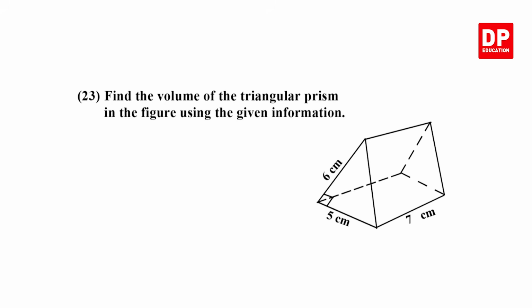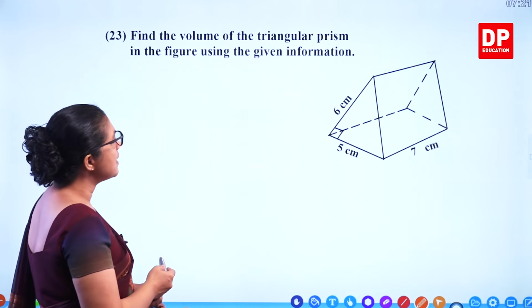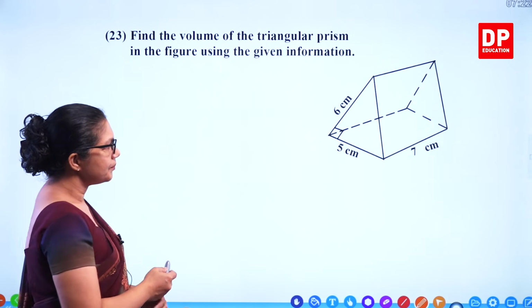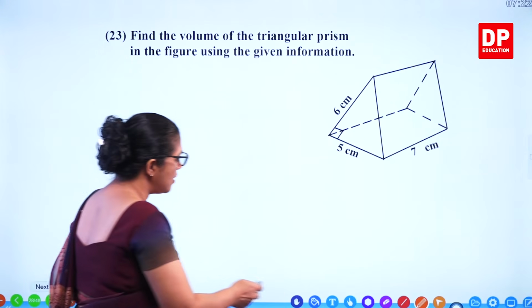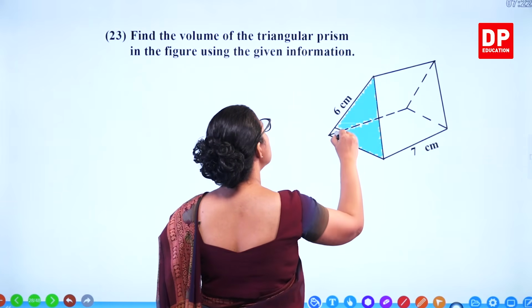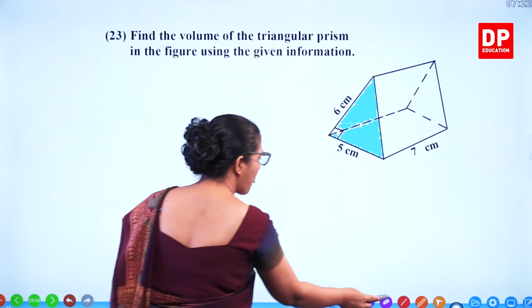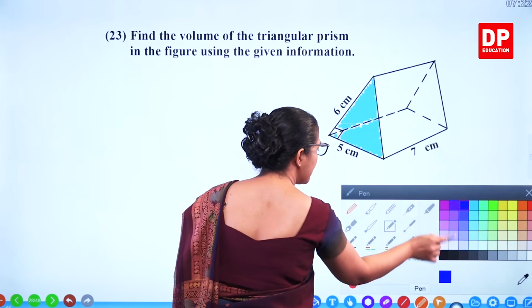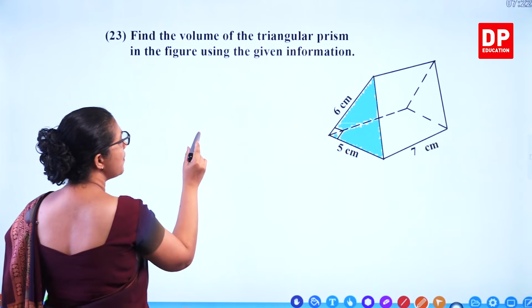Question number 23. Find the volume of the triangular prism in the figure using the given information. So this is a prism. So you need to know the cross section. So what's the cross section? This is the cross section of the prism. So that's a right angle triangle. So what's the volume of the triangular prism?